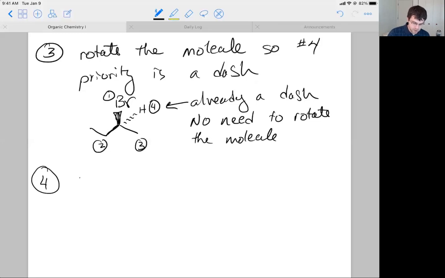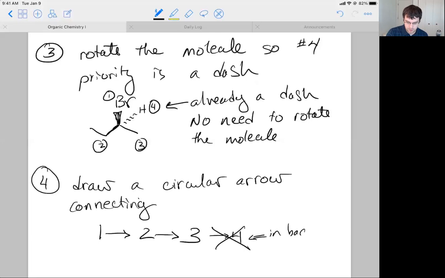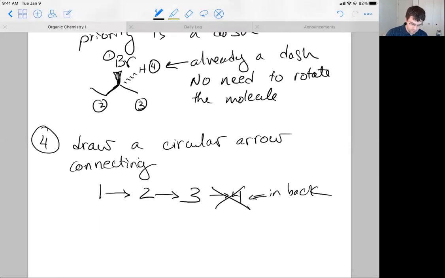So now what we're going to do is draw a circular arrow connecting, and you have to go in this order, 1 to 2 to 3. Now what about 4? Not 4. 4 is in the back. So we ignore 4. So we're going to draw a circular arrow from 1 to 2 to 3, ignoring 4 altogether. 1, 2, 3. So my circular arrow is going to look like this.